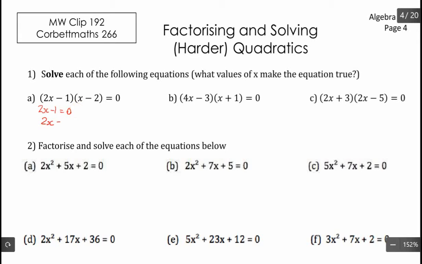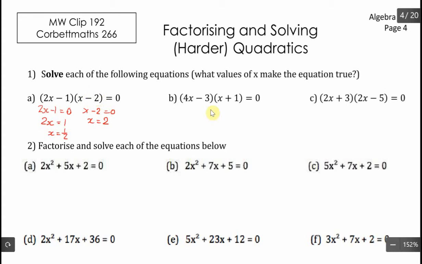So for this one, if I add 1 to both sides and divide by 2, we find that x is a half. And for this bracket, if we just add 2 to both sides, we find that x is 2. And I'm going to speed along the process of doing these ones where you don't have a number in front of x, because it always is just the negative of whatever this number is.